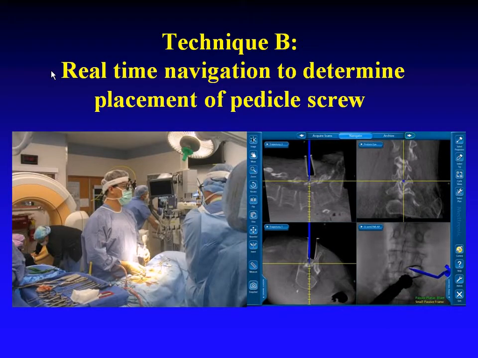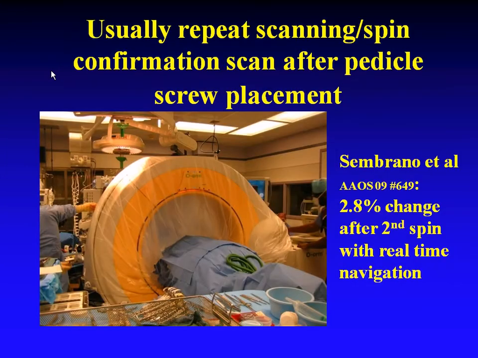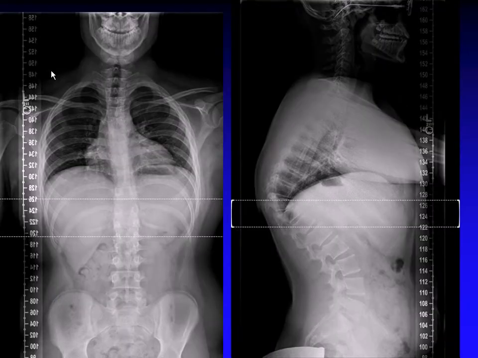The real-time navigation technique is a great teaching tool for those of you working at academic centers. This is a wonderful way for your residents and fellows to get experience with screw placement. But this is an expensive machine. It costs around $1 million when all is said and done for the hardware and the software.